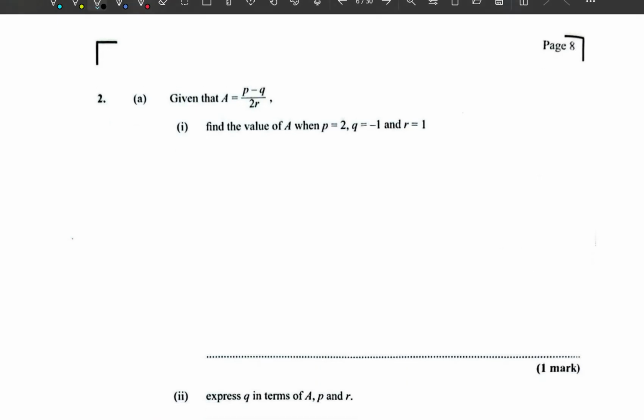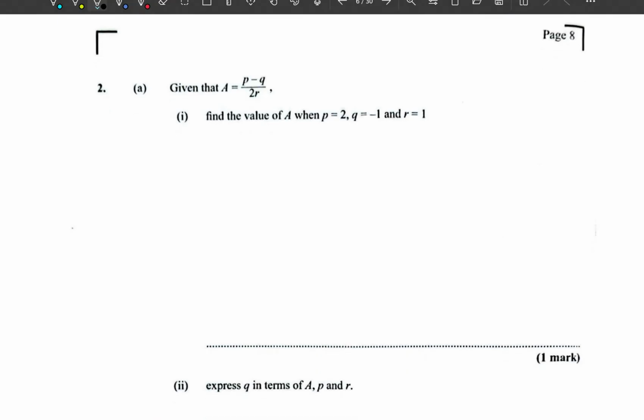Number 2, part A tells us that A is P minus Q divided by 2R. They want us to find the value of A when P is 2, Q is minus 1, and R is 1. We're going to take these values and substitute them into our equation. So we see that A is going to be, what's the value of P? P is going to be 2. We're going to minus from that the value of Q, which is minus 1. We then divide that by 2R, which is 2 by 1. So that's going to be 2 minus minus 1, so that would be 2 plus 1. That's 3 divided by 2. So that's going to be 3 over 2.